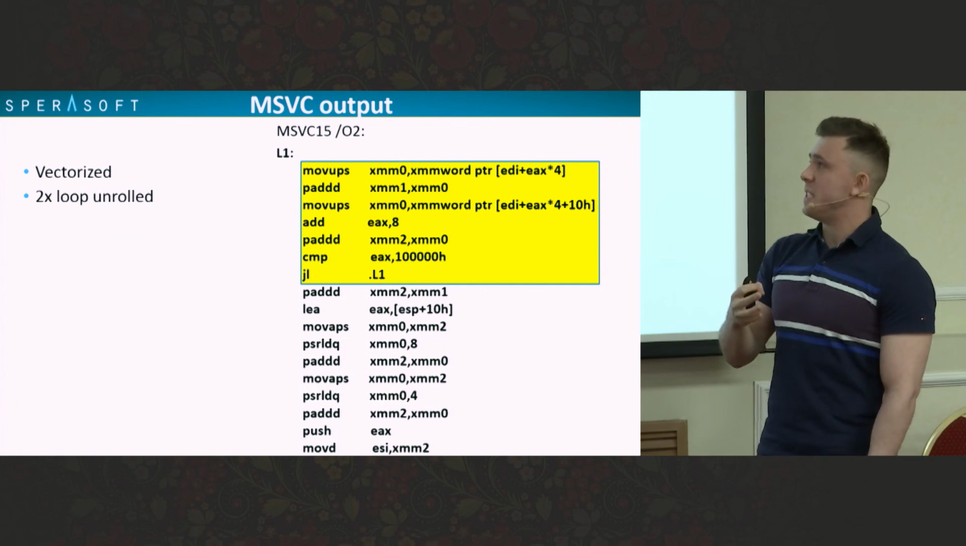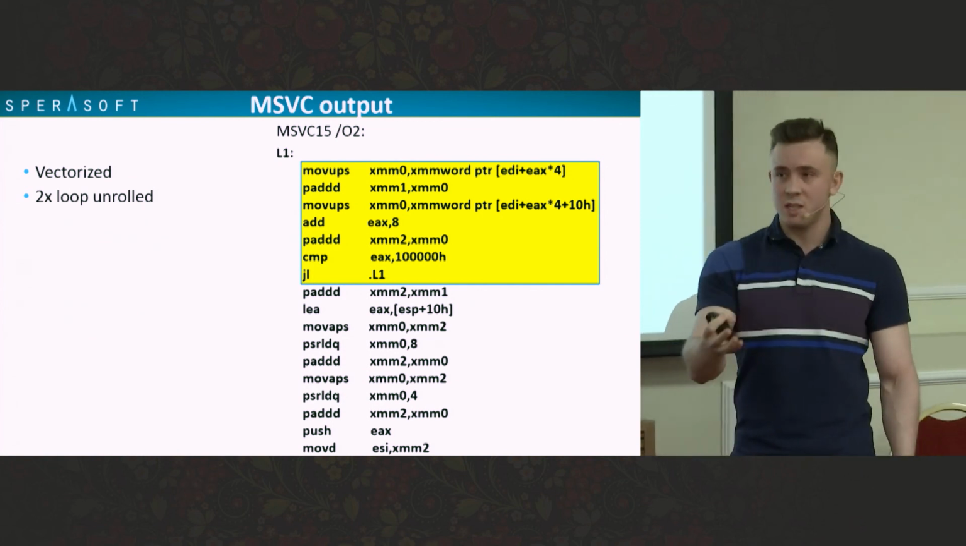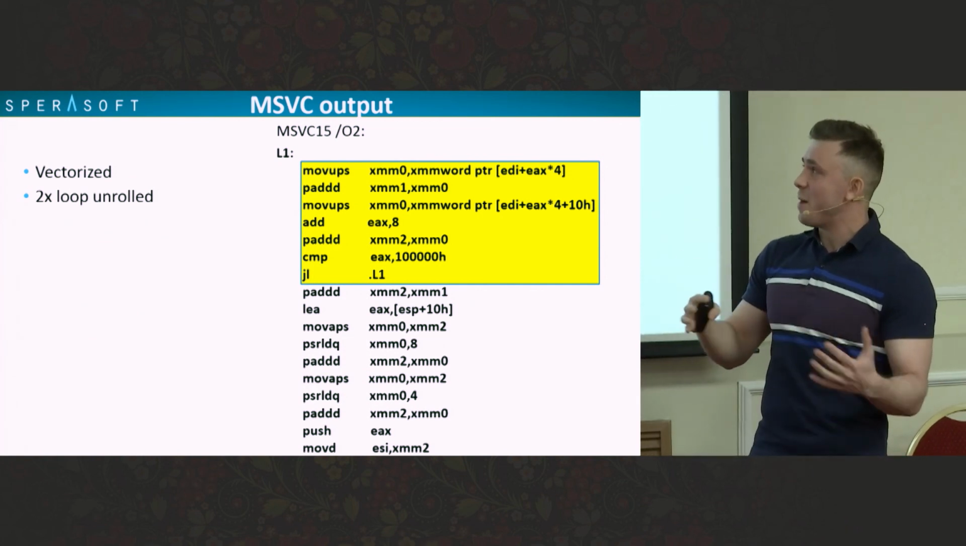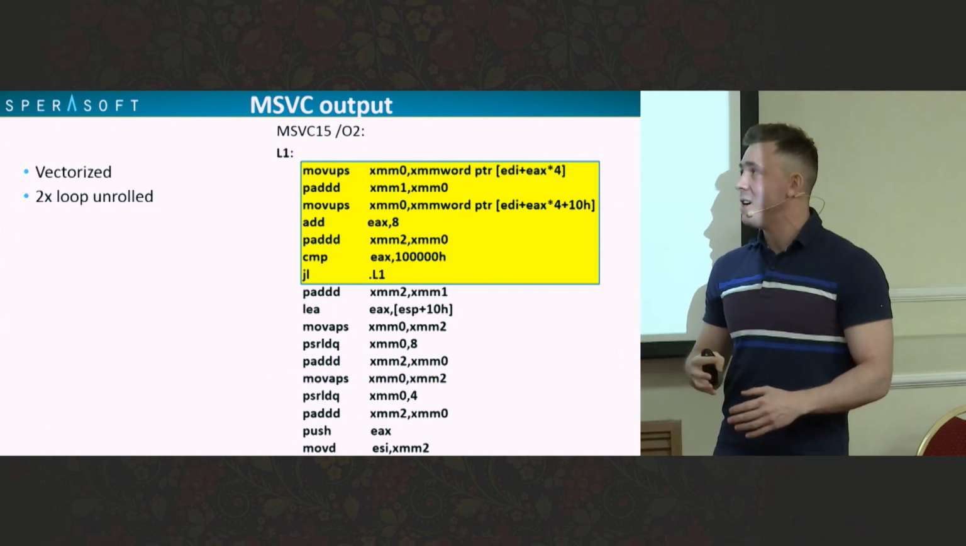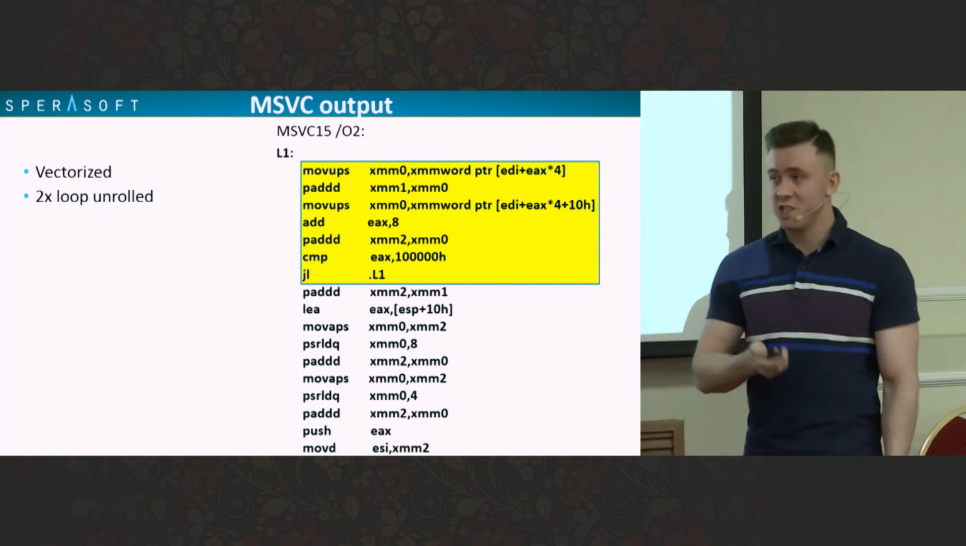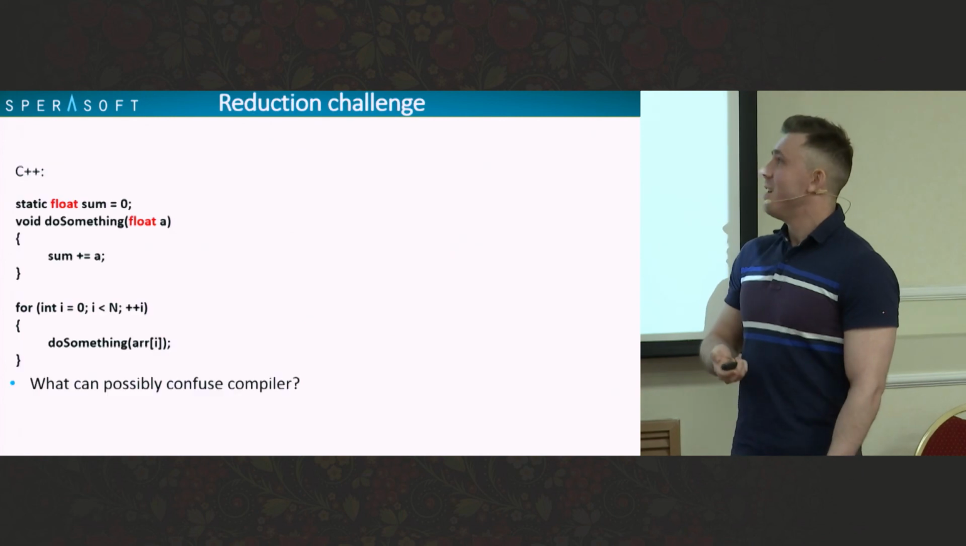Yeah, Microsoft's compiler is also smart. It vectorizes code, and based on some internal heuristics, it does 2x loop unrolling. Yeah, it just loves unrolling for some reason.